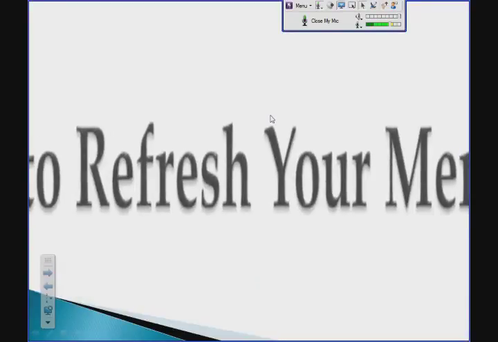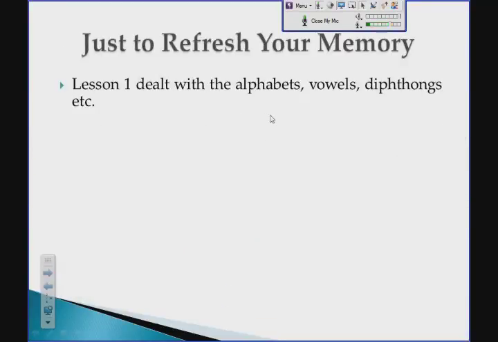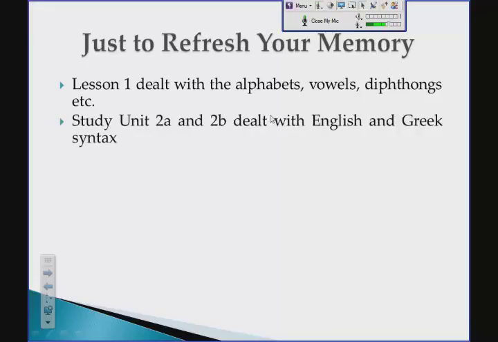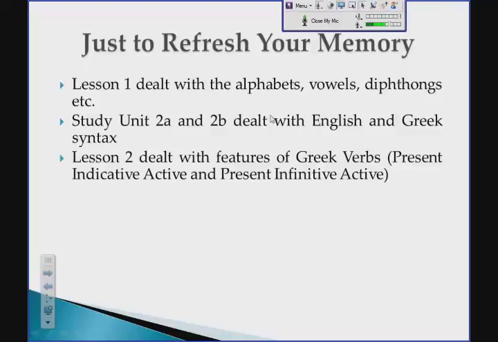I won't take much time on this, but to refresh your memory, the very first lesson dealt with alphabets, vowels, diphthongs, and so forth. And I hope you got that right yesterday in the test. And then we had study unit 2A and 2B dealing with English and Greek syntax, how nouns, verbs, and prepositions and so forth work in English and in Greek. Study unit 2 dealt with the features of Greek verbs, the present indicative active and the present infinitive active. You remember luo, lueis, luei, luomen, and so forth.